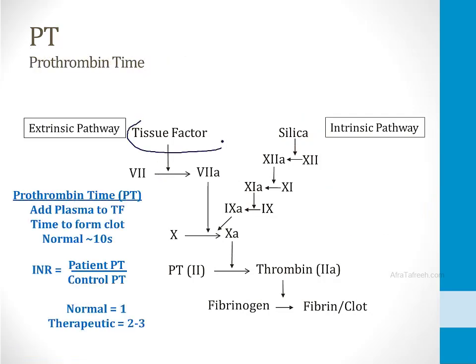If we add tissue factor to a blood sample and time how long it takes for a clot to form, that's called measuring the prothrombin time, or the PT. You add a plasma sample to tissue factor and the normal time to form a clot is about 10 seconds.